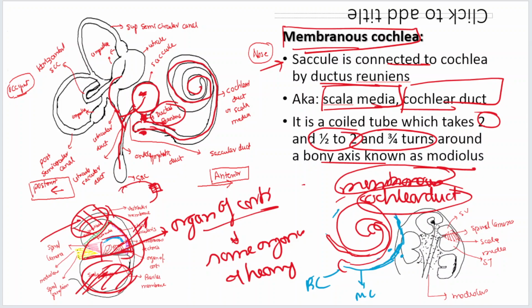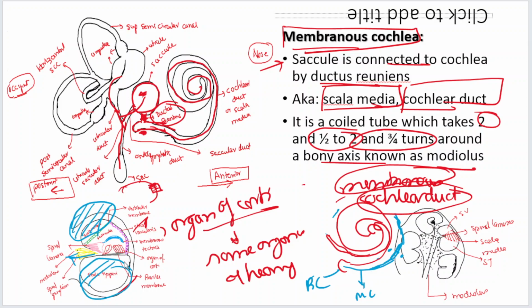So the hair cells that are present here will get activated, and the message is passed on. The message is conveyed through this eighth nerve to the brain. So that is the theory of hearing. Okay, so this is scala vestibuli, covered by the oval window. Scala tympani is covered by the round window.